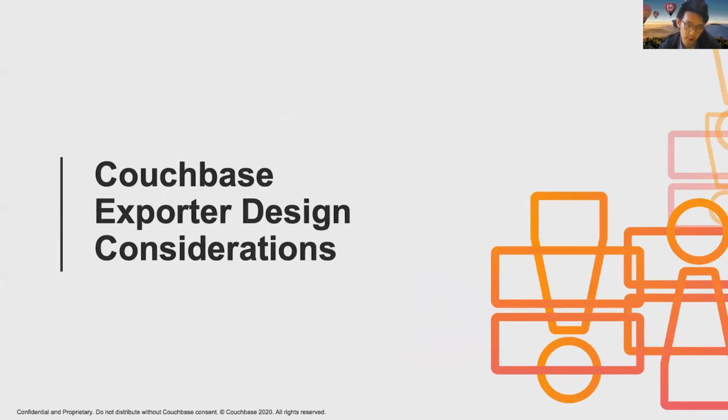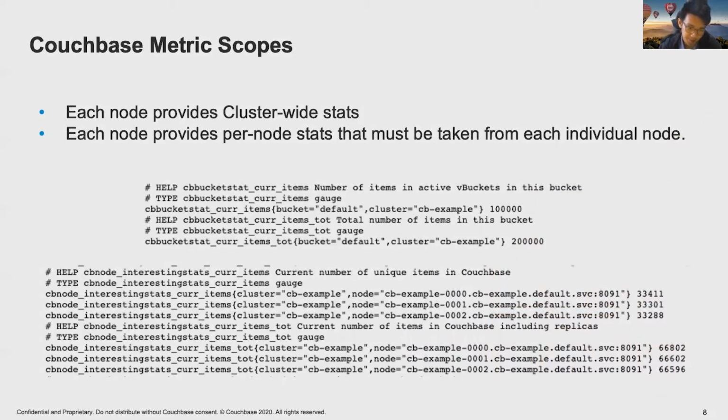So onto the exporter itself and the design considerations we had to take. When looking at the Couchbase REST API and the Couchbase statistics, each Couchbase node itself provides cluster-wide statistics for that Couchbase cluster, but each node also provides per node statistics that must be taken from each individual node.